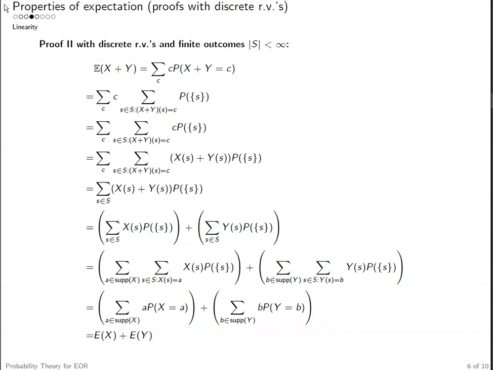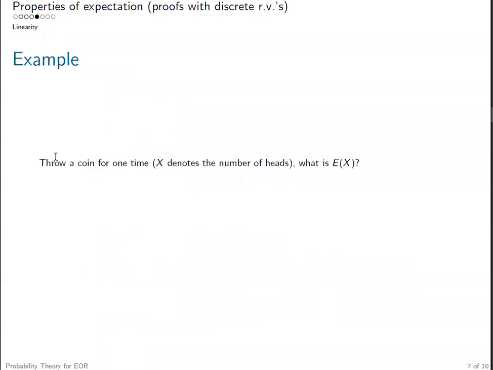Those are very abstract discussions. So let's take a look at some example to visualize this linearity idea. If we throw a coin one time, x denotes the number of heads, because we only throw for one time, so it's either 0 or 1, right? What is the expectation of x? You can pause the video here for a moment and think about it.